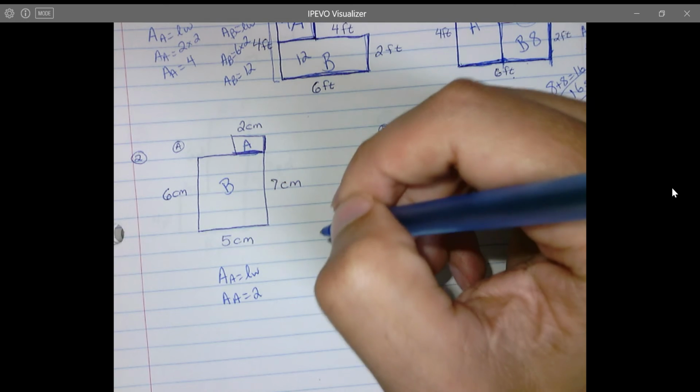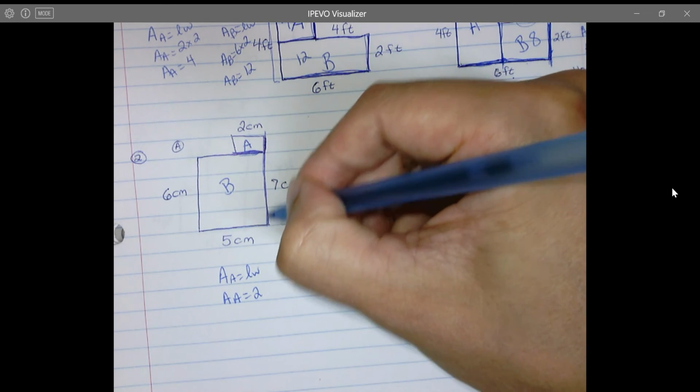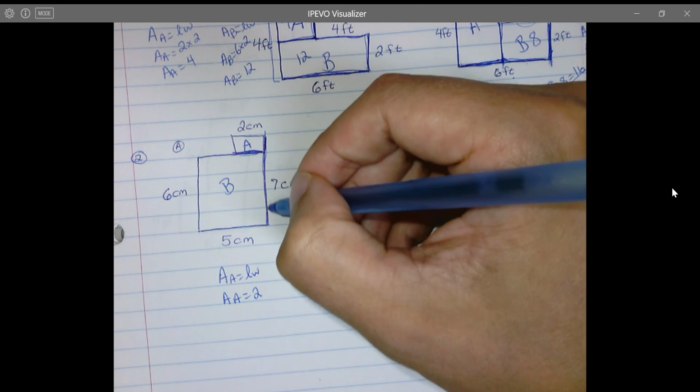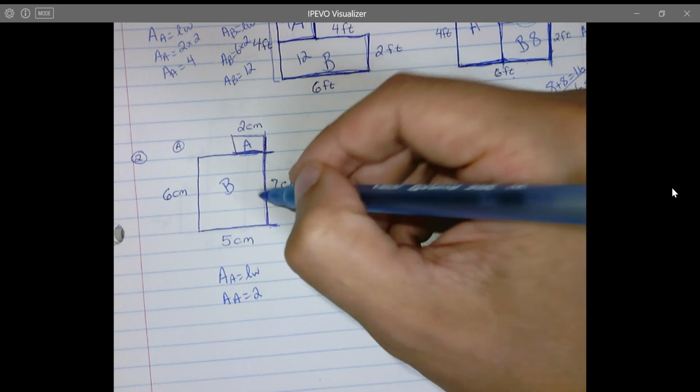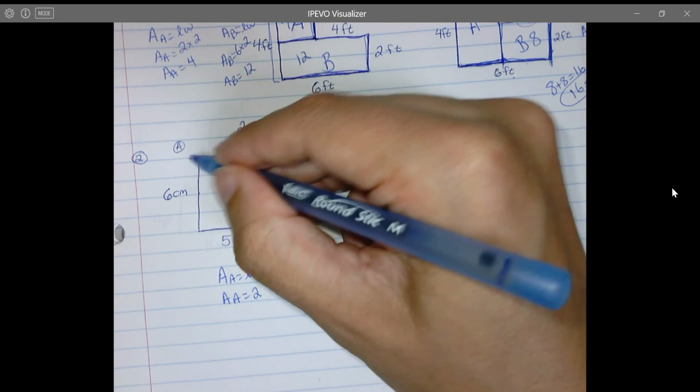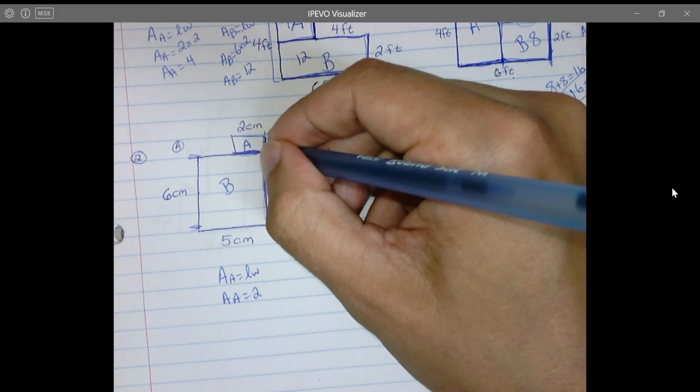So how am I going to figure this out? Well, this whole side is 7. I'm not going to use 7 though. From here to here, what would this distance be? Well, if I look here, that's the same thing as here, and that was 6. So this part here is 6.